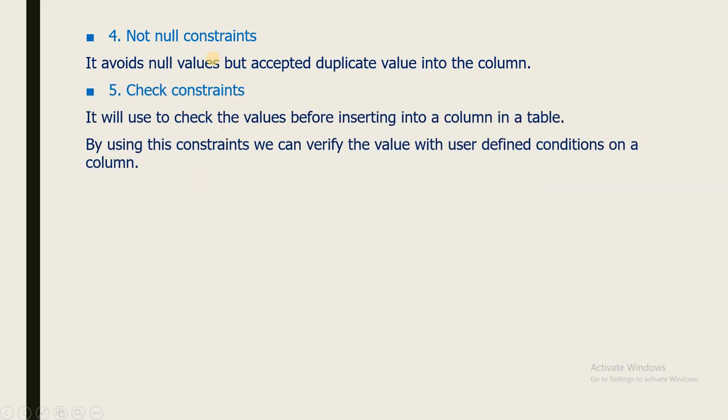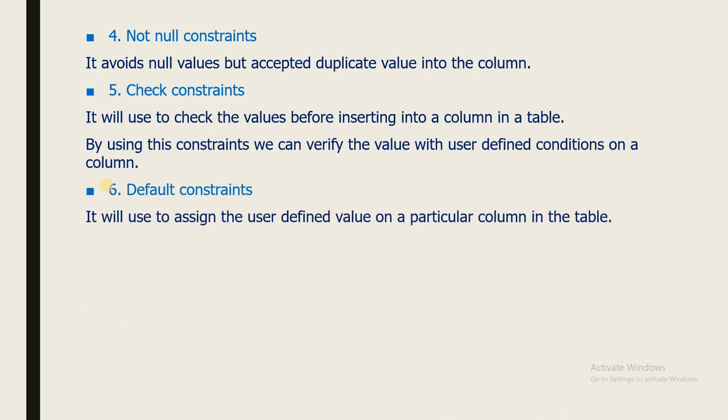Okay, so the next point is the check constraint. It is also a very important constraint. It is used to check the values before inserting into a column in a table. By using this constraint, we can verify the value with user-defined conditions on a column. The next one is the default constraint. It is used to assign user-defined values on a particular column in the table.